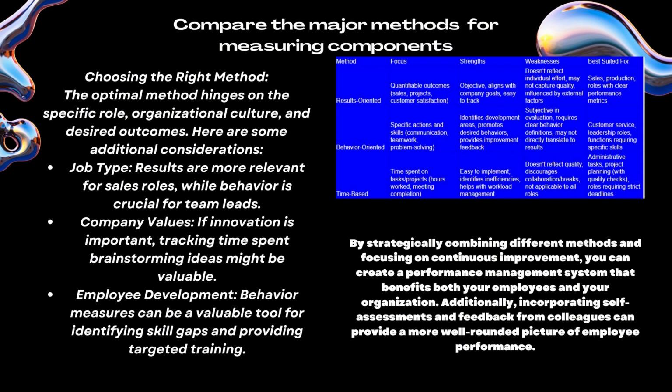Second, company values. If innovation is important, tracking time spent brainstorming ideas might be valuable. Third, employee development. Behavior measures can be a valuable tool for identifying skill gaps and providing targeted training. By strategically combining different methods and focusing on continuous improvement, we can create a performance management system that benefits both your employees and your organization. Additionally, incorporating self-assessment and feedback from colleagues can provide a more well-rounded picture of employee performance.